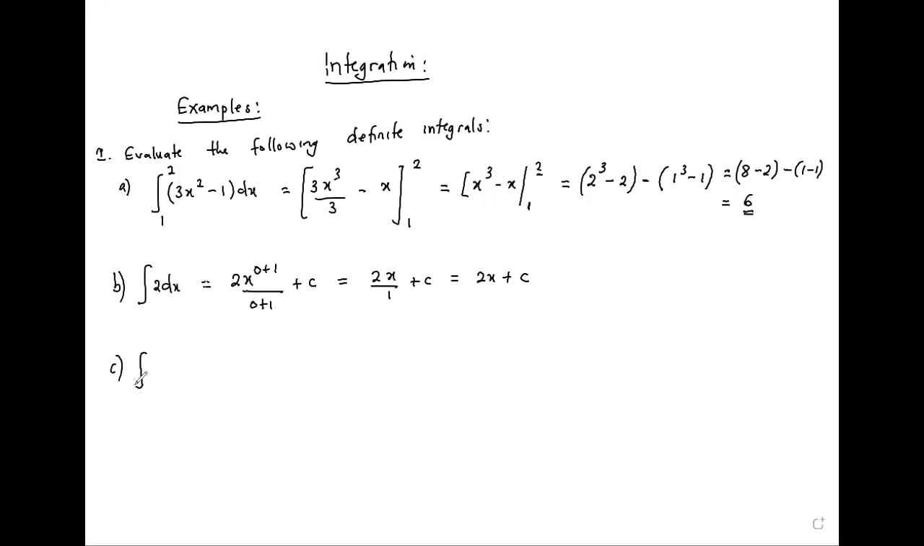B, the integral from 0 to 1 of negative x e to the power negative x dx. So here you can't use power rule, you can't use substitution, you can't use partial fractions, you can only use by parts.